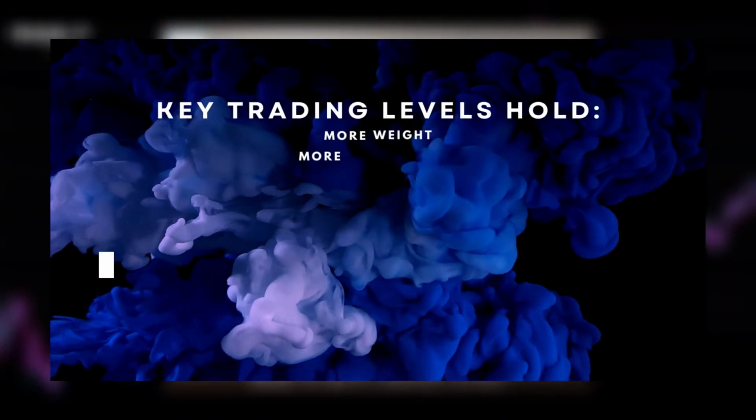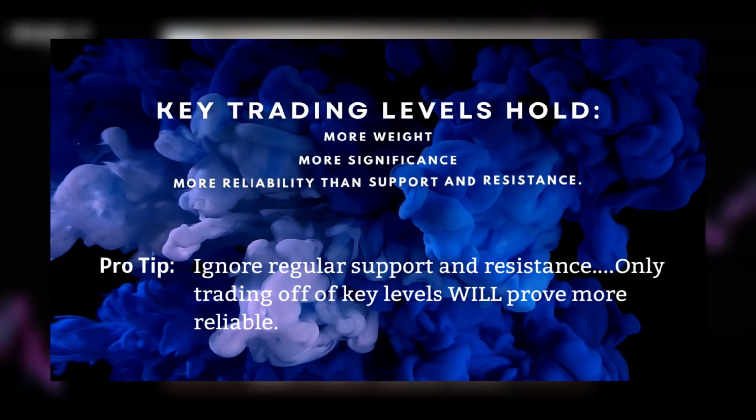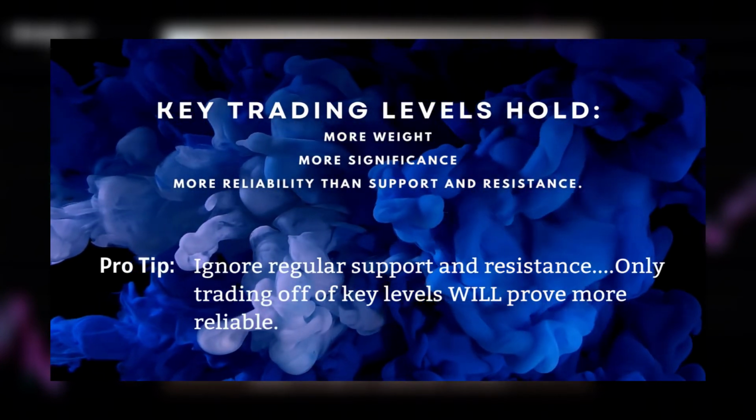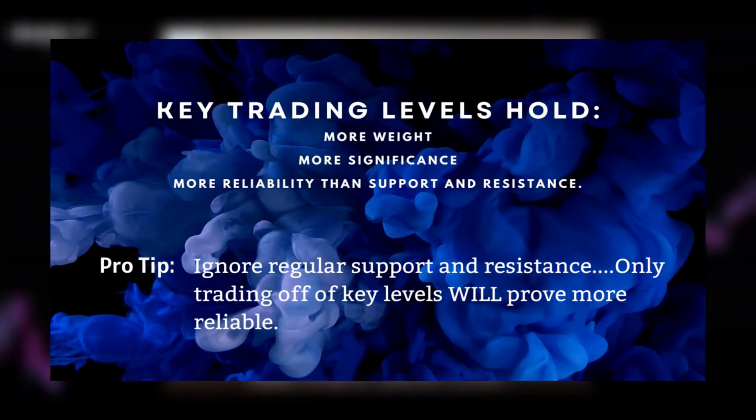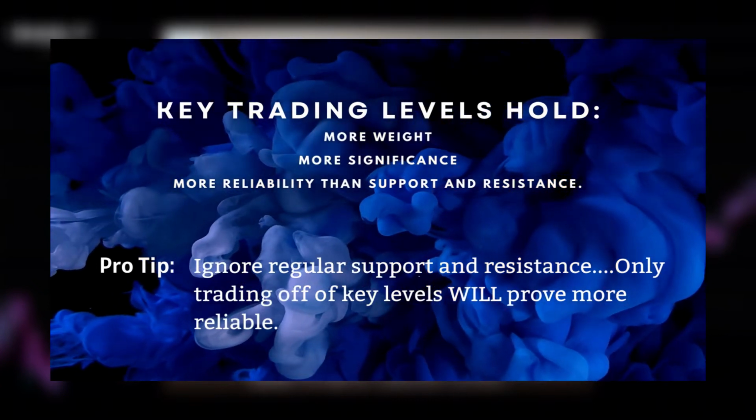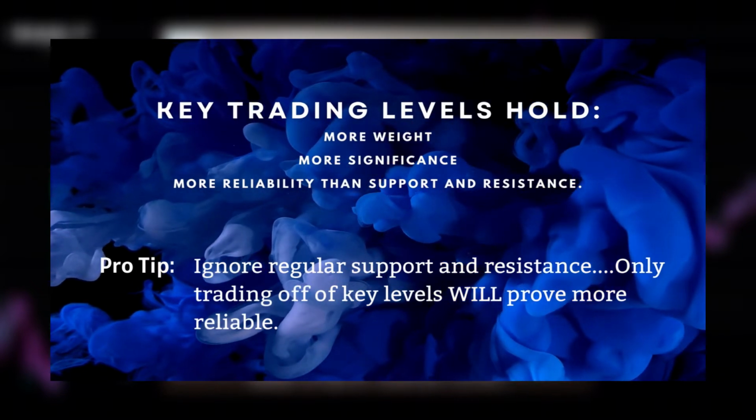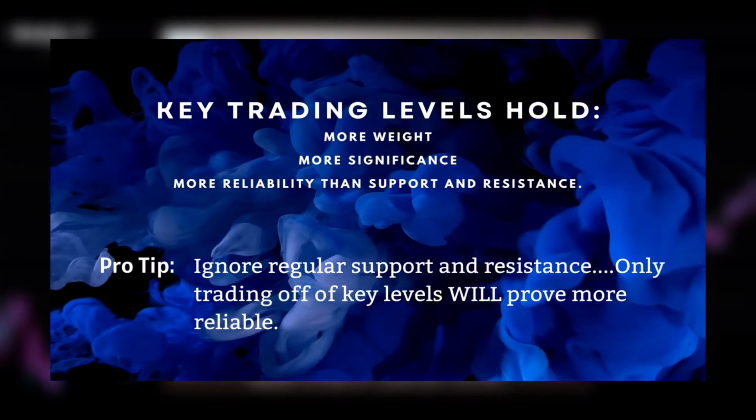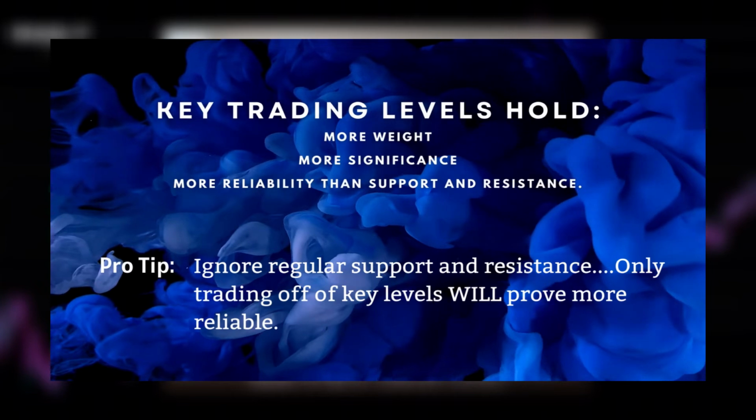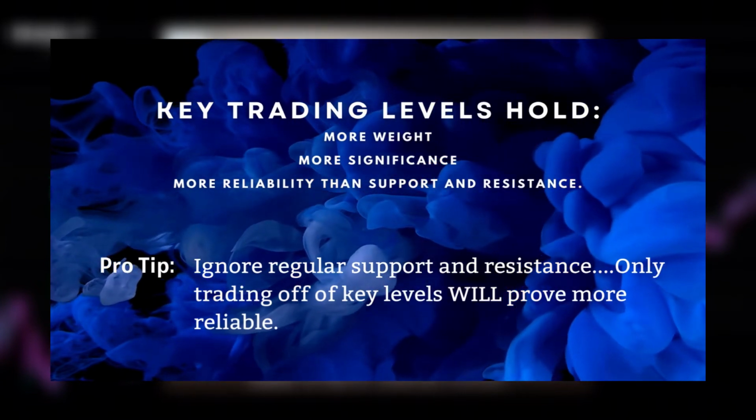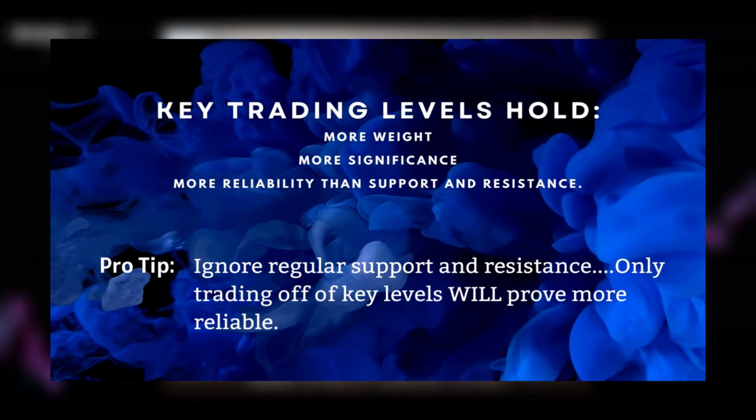Key trading levels are levels of support and resistance which hold more significance, more strength, and more reliability than regular levels of support and resistance that are normally found inside the time frame which you are currently trading. While support and resistance can be drawn on any time frame, taking trades off of only the key trading levels from the longer time frame charts will prove to be significantly more reliable than drawing support and resistance on the current time frame that you are trading.